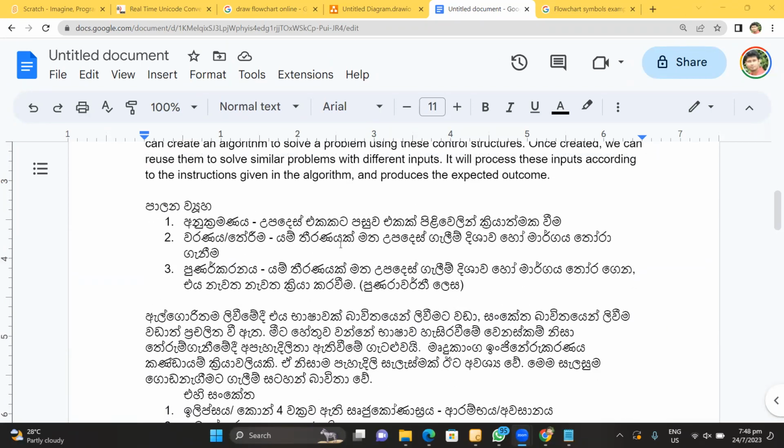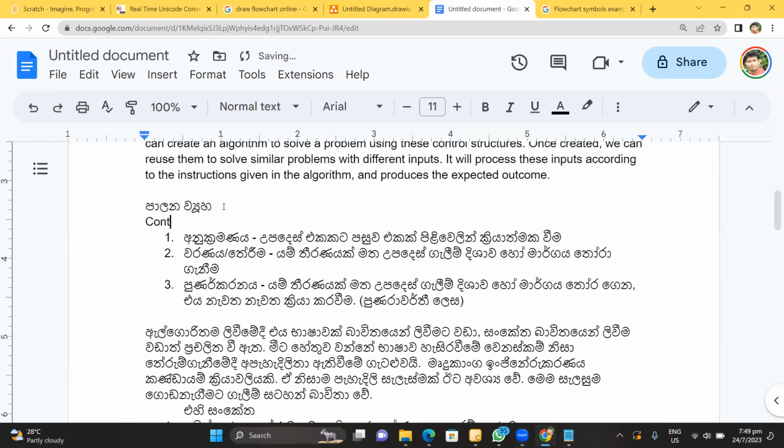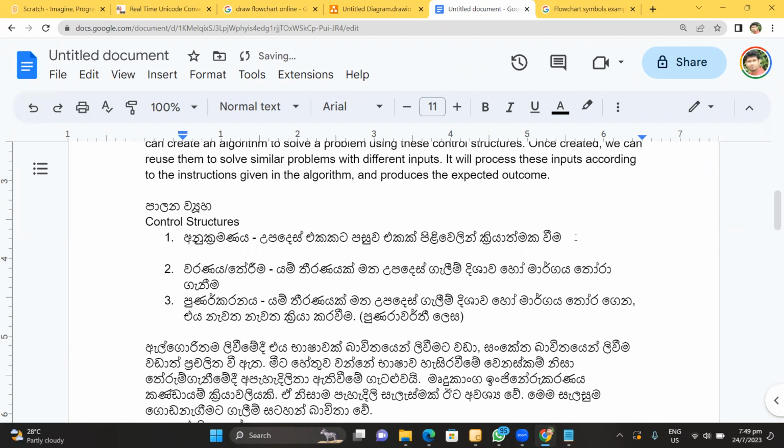Okay, what are these control structures? This is a recap of what you have learned in grade 6, right? So what are these control structures? There are three. The first one is sequence. Sequence is where the instructions are executed one after another in order.